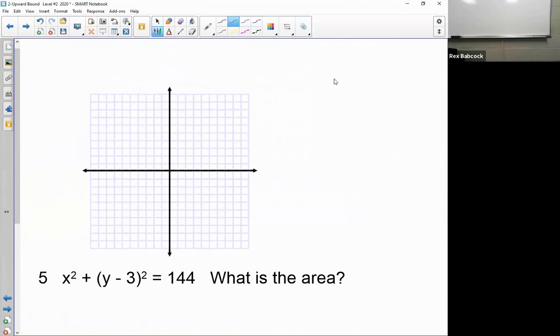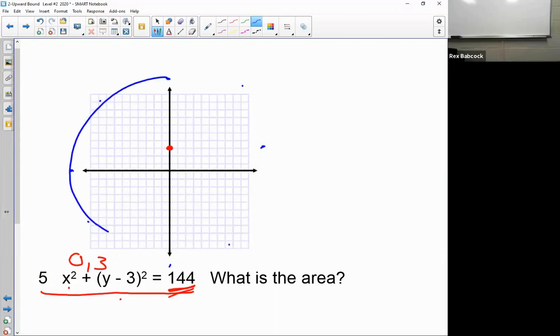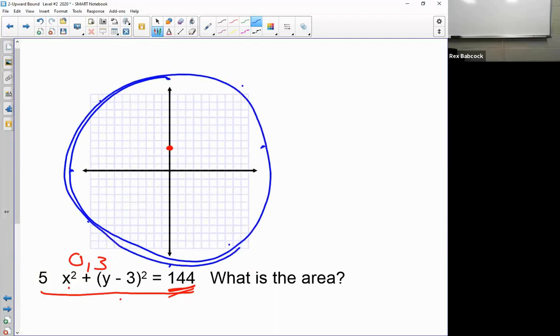Okay, looking at this, there's no number here, so it must be a 0 and 3. So at 0, 3 is the center. 0 here, change the sign here, 3. Square root of 144 is 12. Wow. So I'm going to go 12, 12, 12, 12. Out 12 again and again. So there's my circle. Free-handed, it looks something like this.